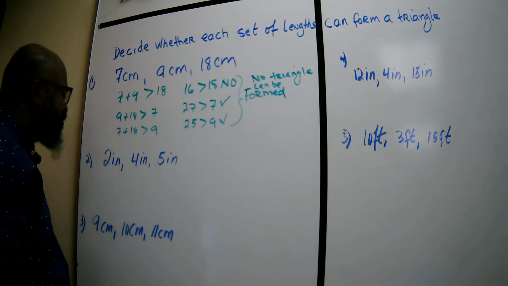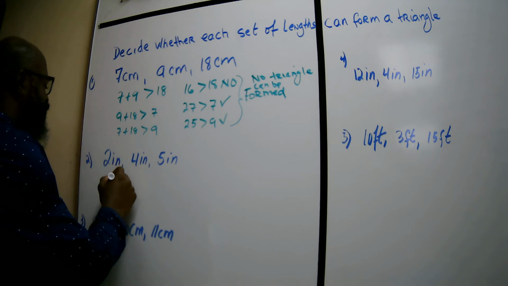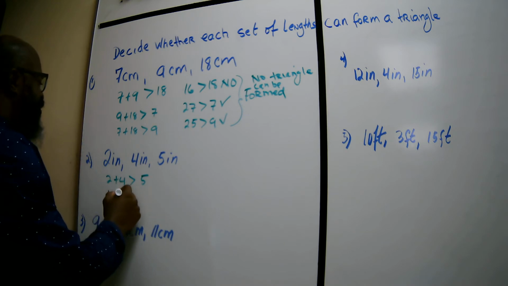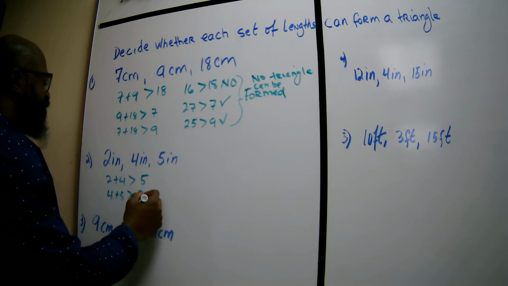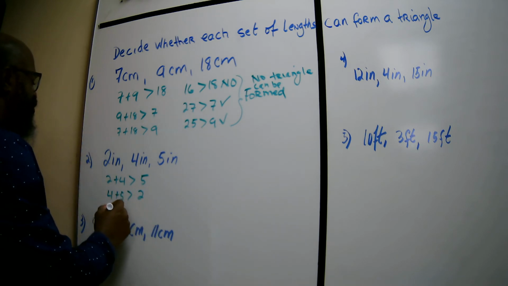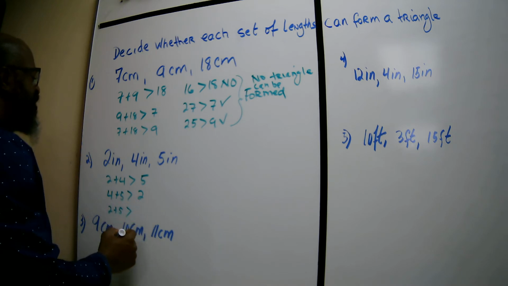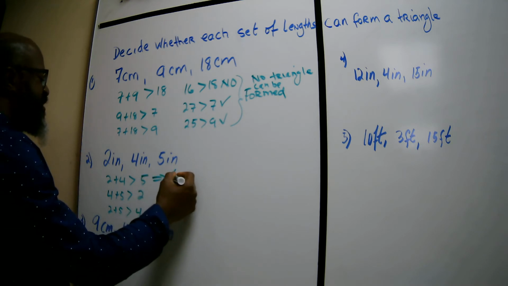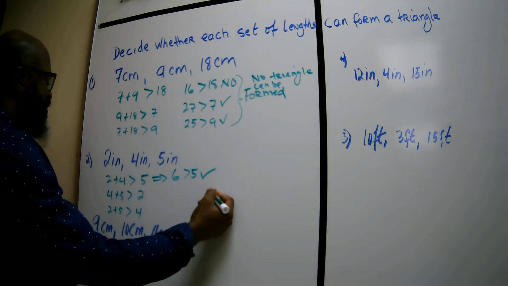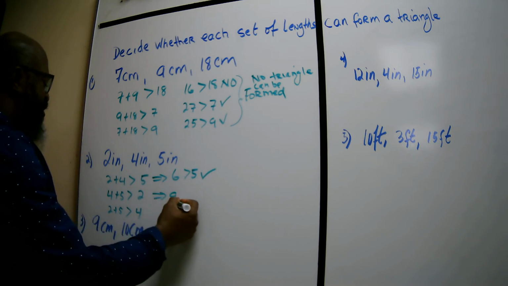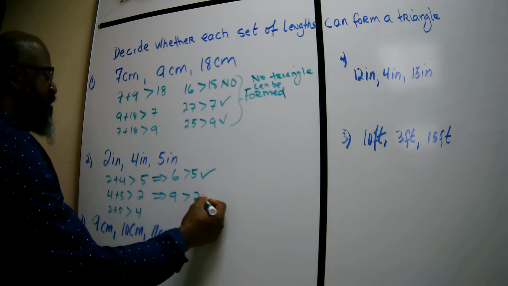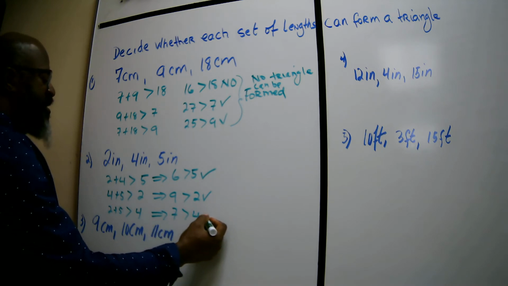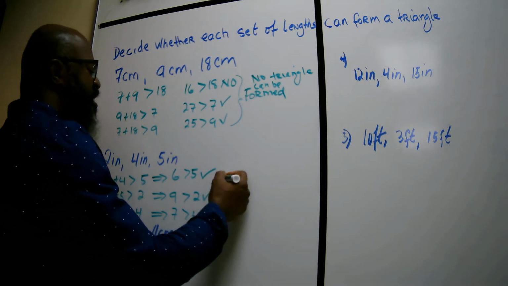The second one, you will say that 2 plus 4 must be greater than 5. If I take 4 plus 5, it must be greater than 2. And if I take 2 plus 5, it must be greater than 4. So that's what you need to do. Then that gives you 6 greater than 5. That's a yes. 9 greater than 2. That's a yes. And 7 greater than 4. That's a yes. In this case, a triangle can be formed.